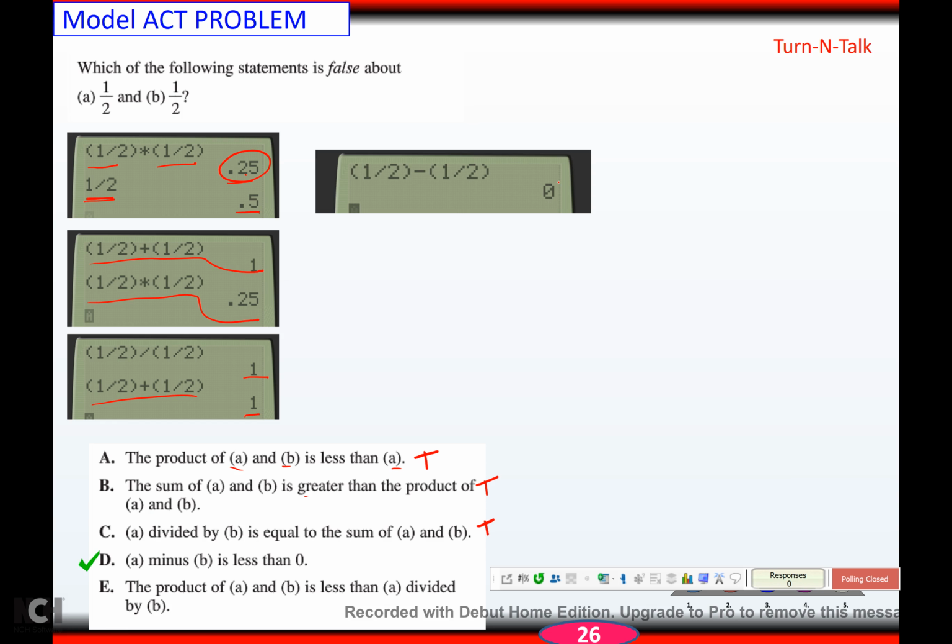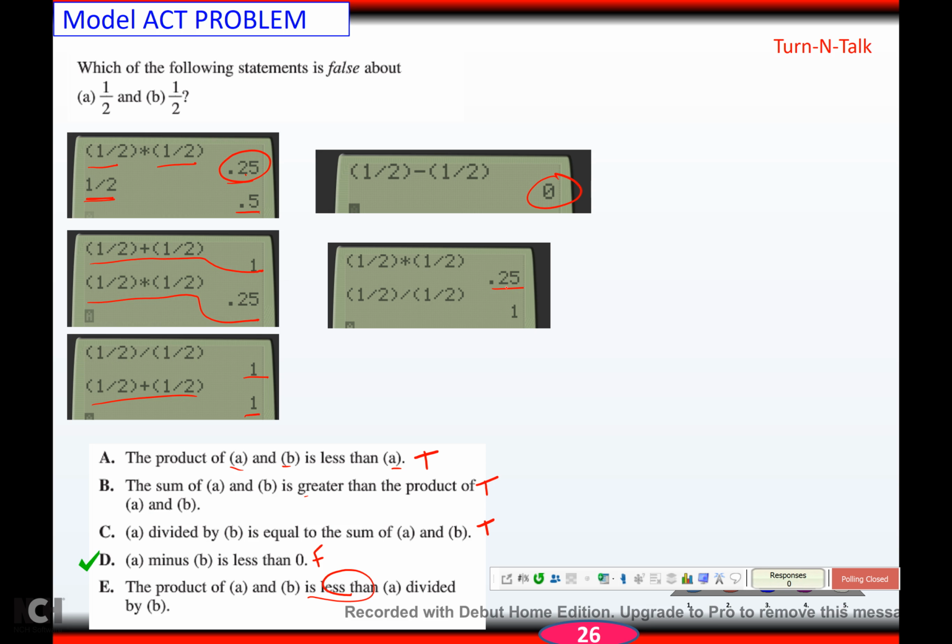No, a minus b is equal to 0. It's not less than. So there's your false statement. But if you wanted to check E, the product of a and b is 0.25, which is less than a divided by b. A divided by b is 1. This is less than, so that is true. Okay?